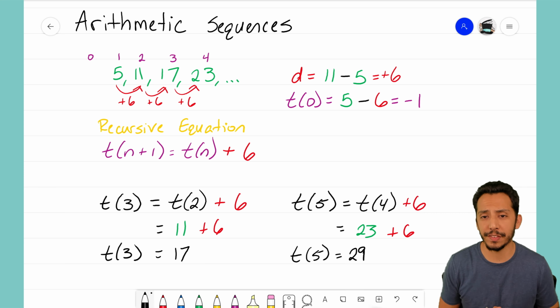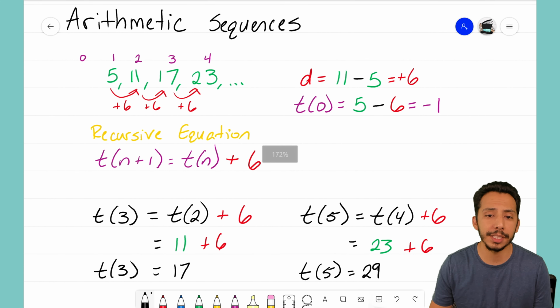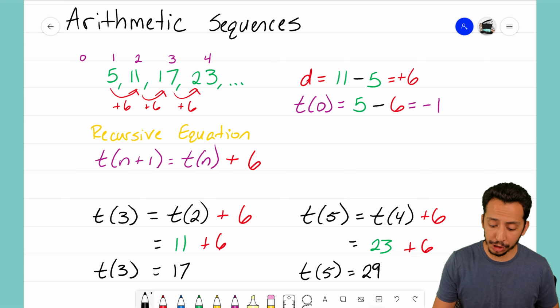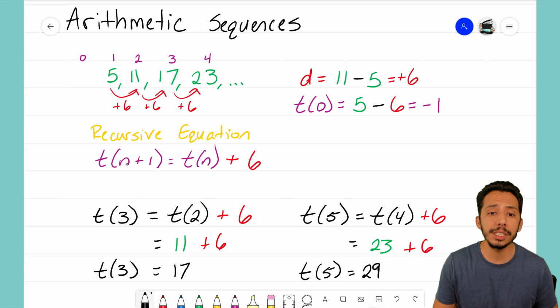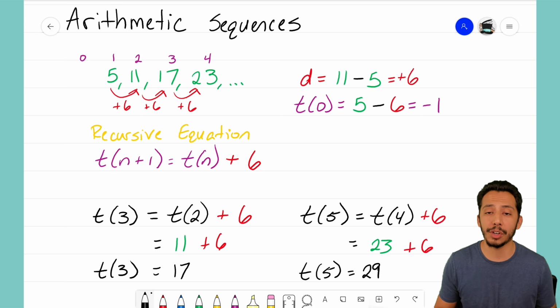Now the only thing left to do, again, that's our formula for the recursive equation. You'll notice that I did make use of the common difference, but I haven't yet used this fact about the zero term. Just by looking at this recursive equation, we see that to get the new term, we take the old term and we add 6. But this does not give us a starting point. Nowhere in that recursive equation does it tell us where our zero term is.